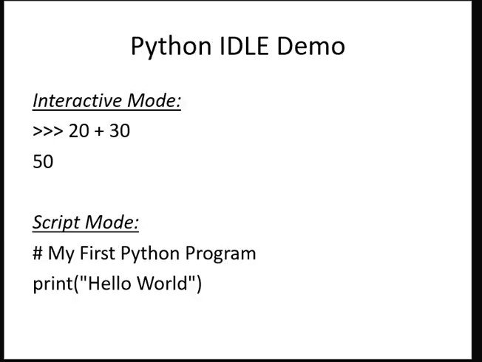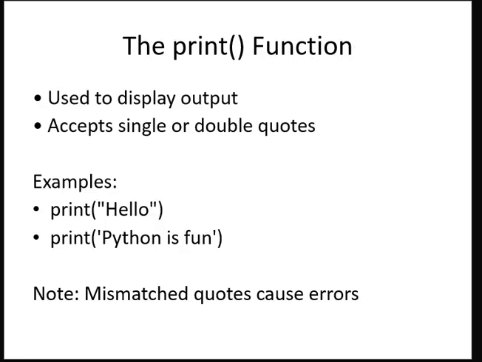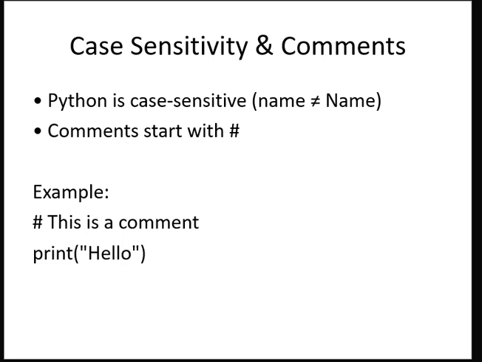Now, if you see in the previous slide, we have used print, and after print we have put parentheses. So print is a function. The print function is used to display output. It accepts single or double quotes. You may use single quotes after print in the parentheses, or you may go with double quotes. But the opening and closing quotes have to be of the same type. You can't mix and match the quotes, otherwise it will give you an error message. That is also shown in the coding which I will be sharing the link of.